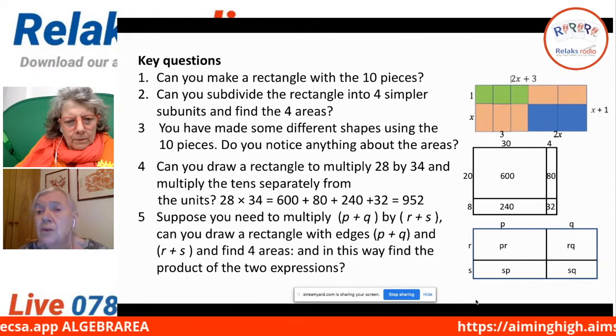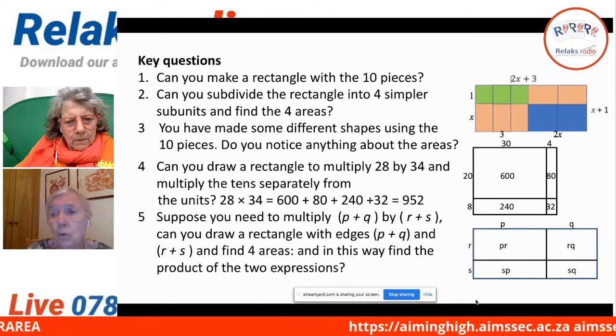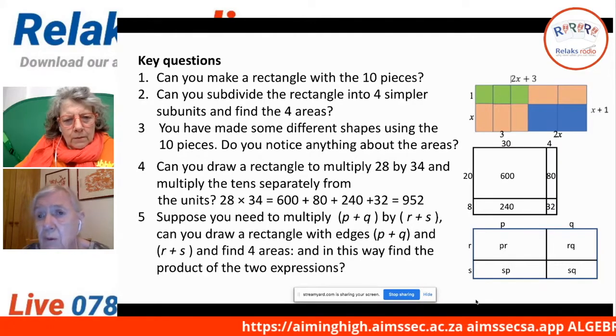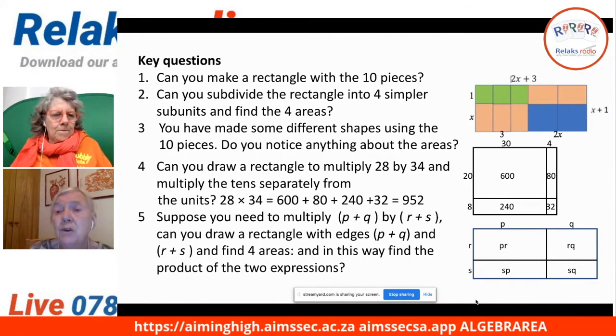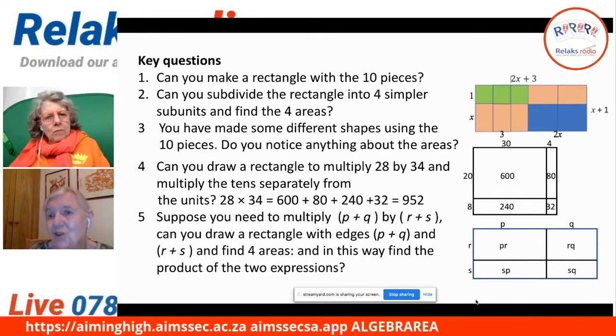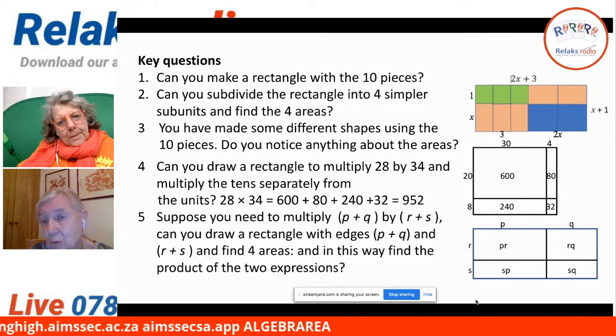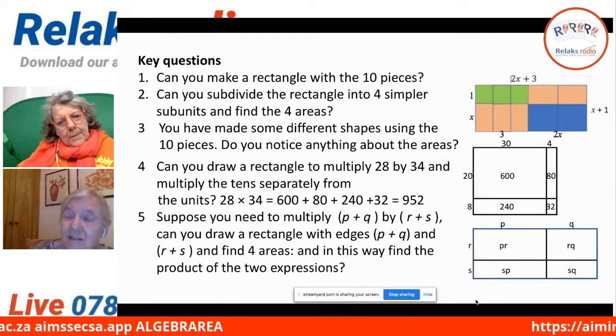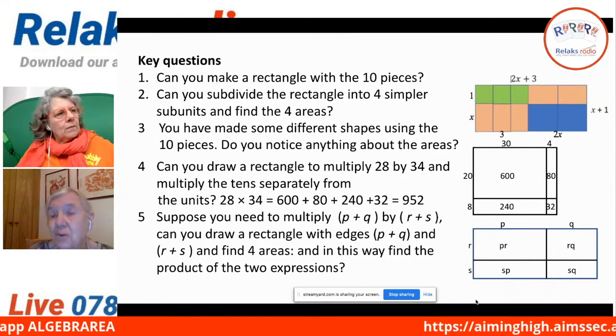And what you want is that the areas are always going to be 2x squared plus 5x plus 3. However you move them round, the total area is going to be 2x squared, 2 blue ones, plus 5x, 5 peach ones, plus 3, which is the 3 green ones.